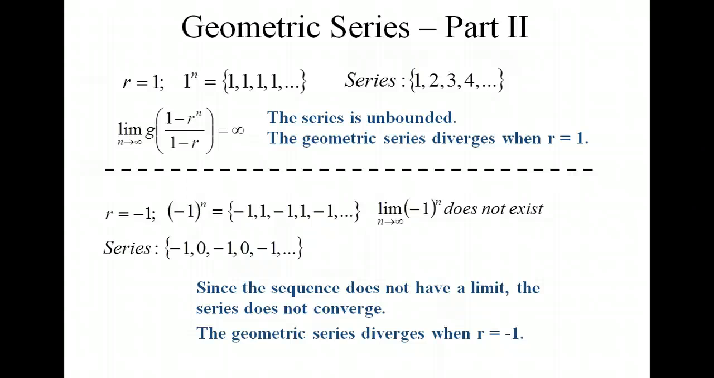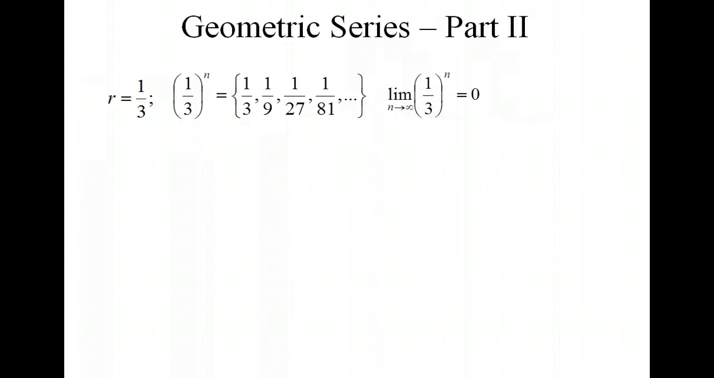Let's look and see what happens for numbers between 0 and 1. Let's suppose that r equals 1/3. Well, that would give us the sequence 1/3, 1/9, 1/27, and so on. What you should notice about these terms is that they are getting smaller and smaller, heading towards 0. So for this one, the limit does exist. It goes to 0.